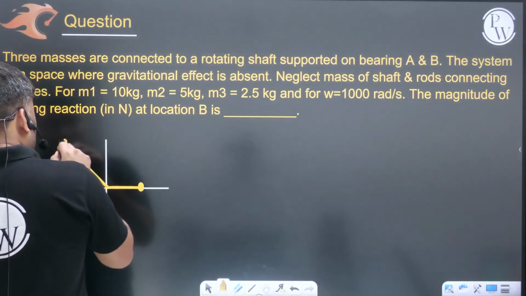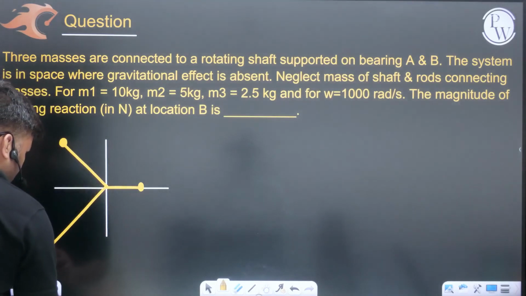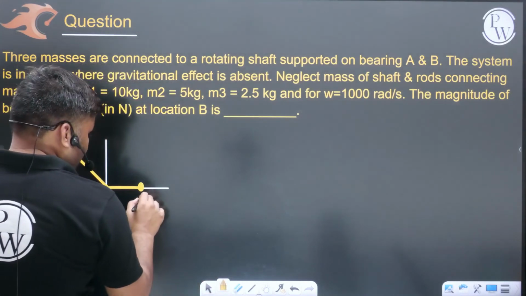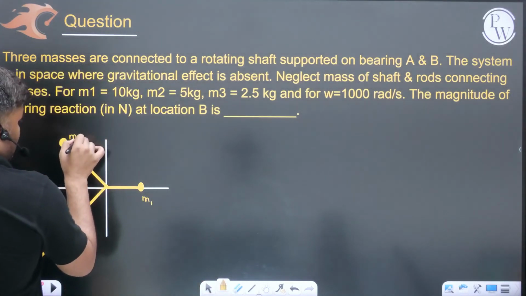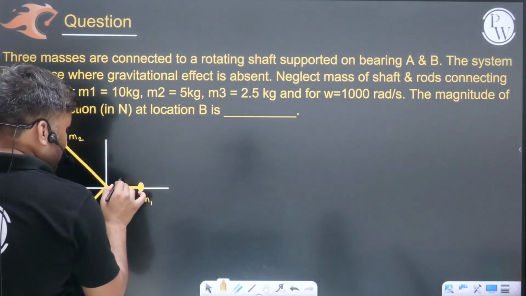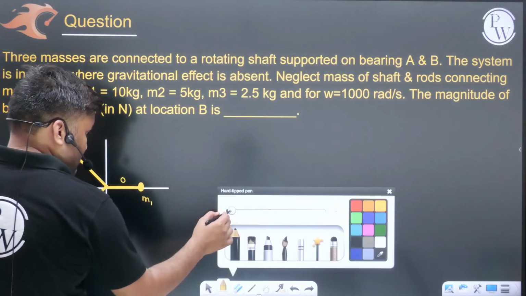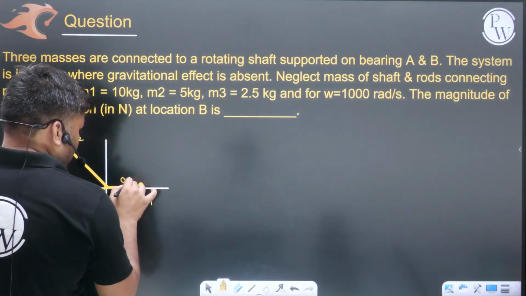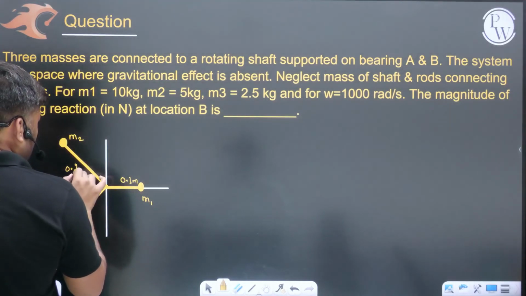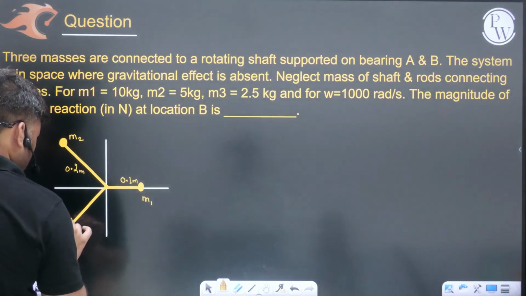M2 mass is here. M3 mass is here. This is M1 mass. ये M2 mass है. ये आपका this is your M3 mass. Distances दे रखे हैं बेटे. This is 0.1 meter. 0.1 meter. 0.2 meter. This is 0.4 meter.